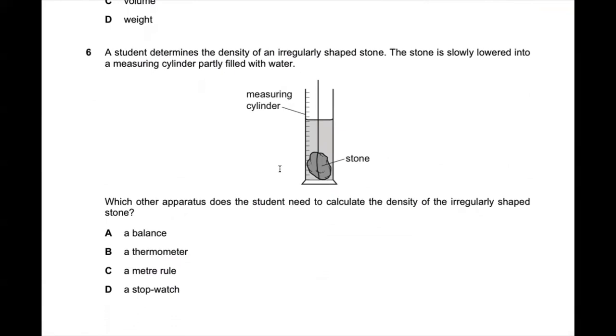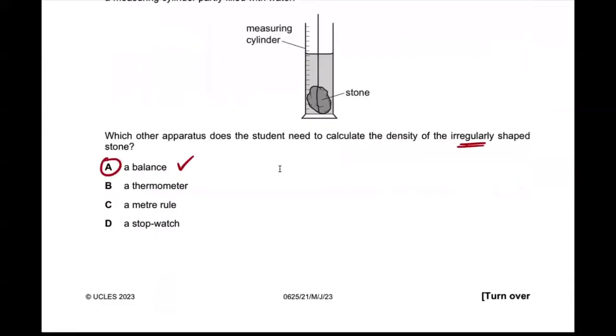Question number 6 is also easy. Again, for some reason, the examiner has chosen to comment on this separately because this is a case of finding the density of this irregularly shaped stone. This procedure which is shown will give you the volume. So the only other thing you need is the mass, for which you'll use the balance, right? You won't use the meter.